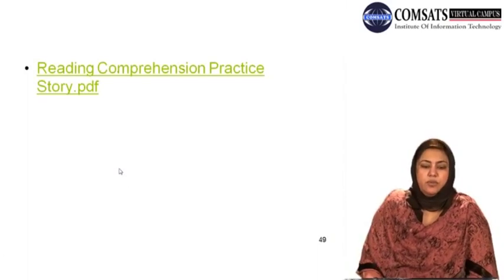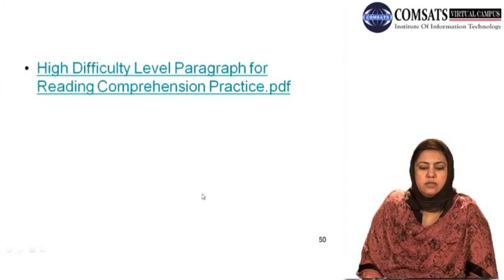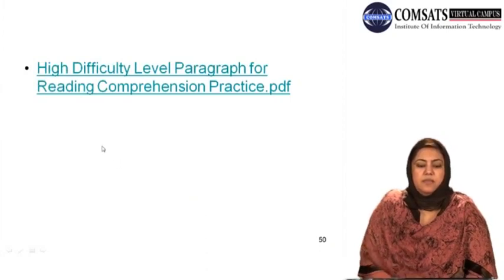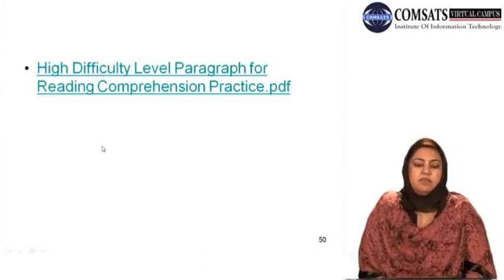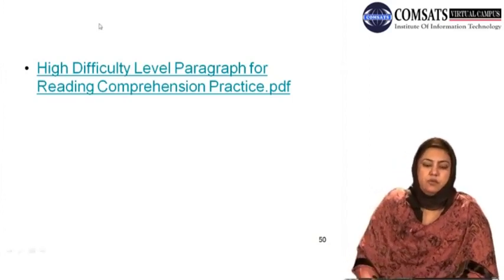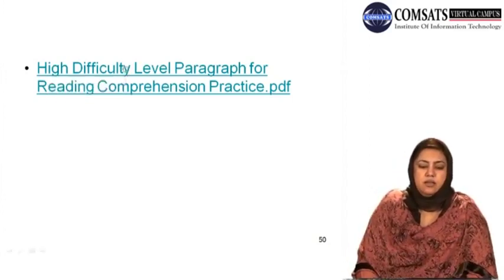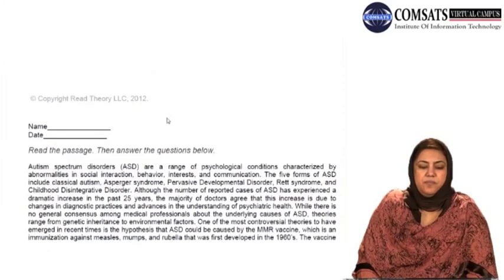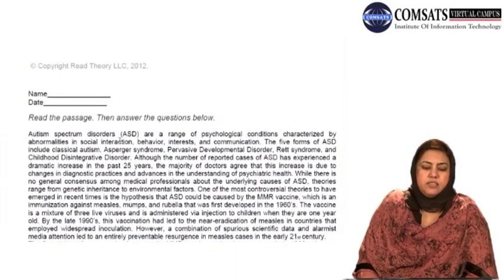When you close that window, you come back to this slide. You can move on to the next slide. Here I have given another high difficulty level paragraph for reading comprehension practice. If you click on this link, again a PDF file would open for you. You can read this passage.